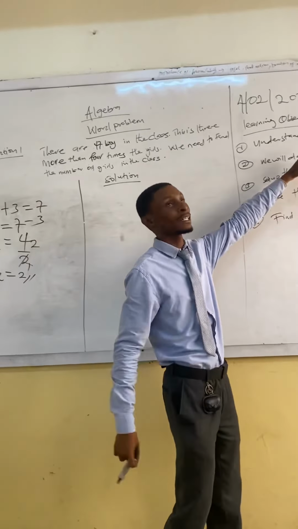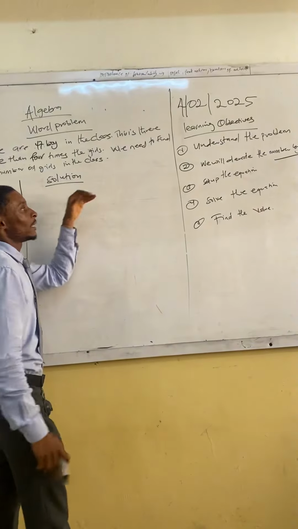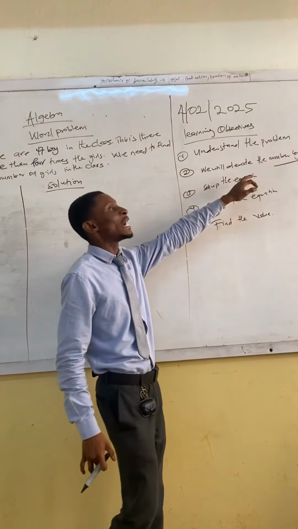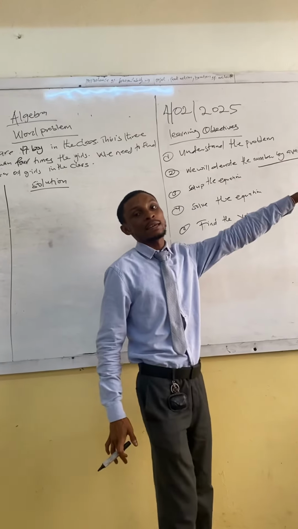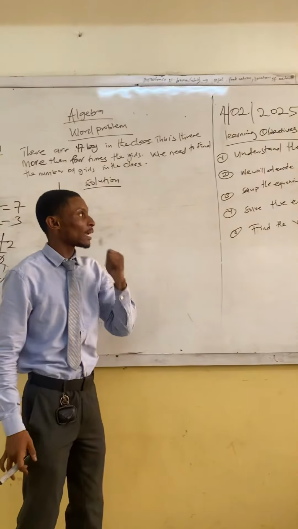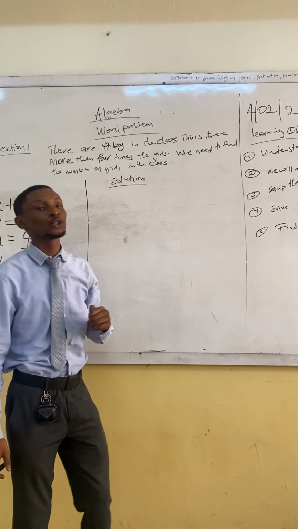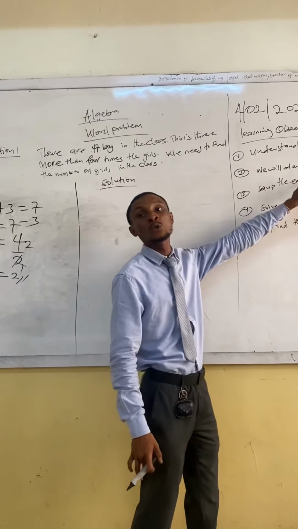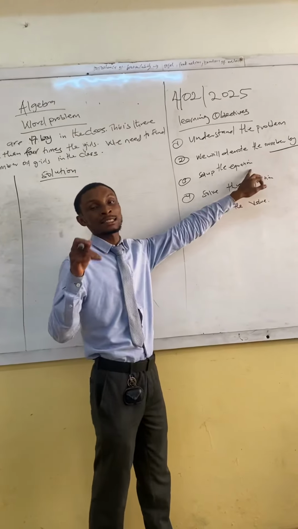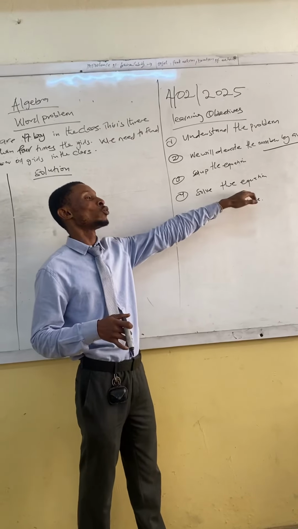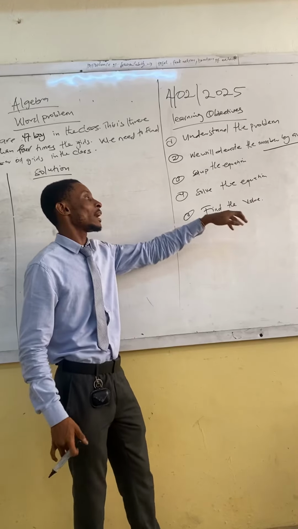So our learning objective for today is that at the end of the day, we should be able to understand the problem being given to us, by denoting the number by a variable. And by doing that, we should be able to set up the equation. And after setting up the equation, we should be able to solve the equation and find the value.